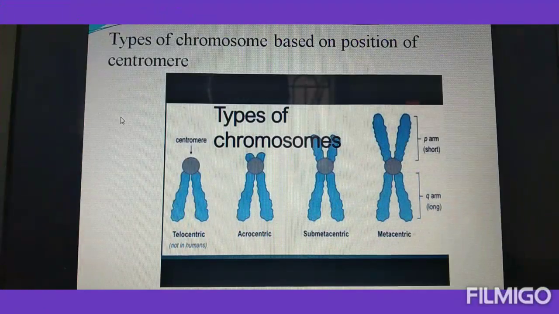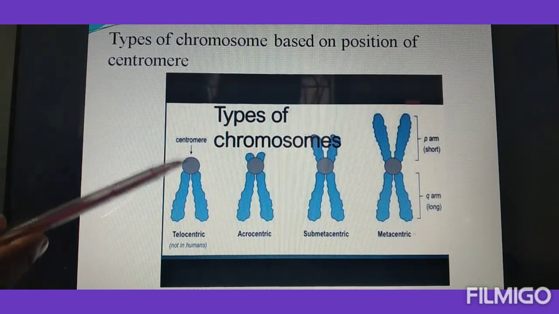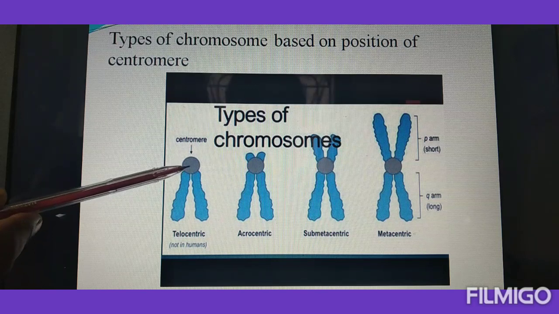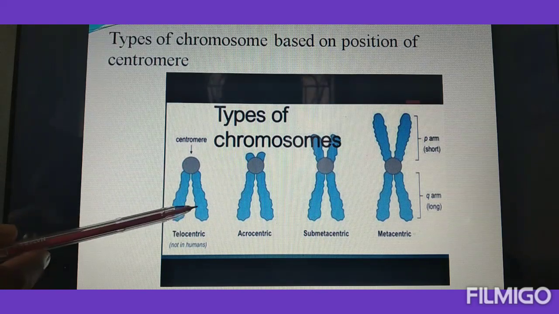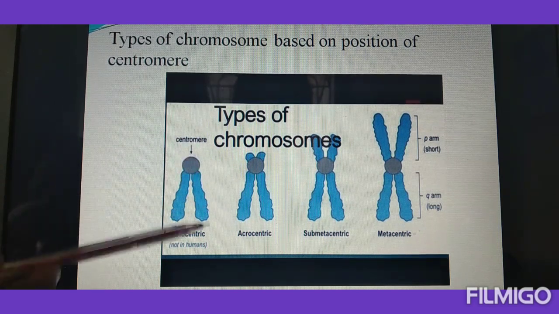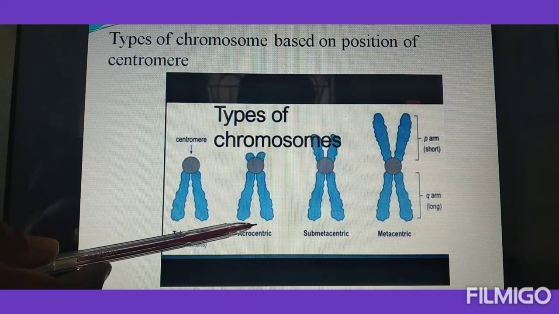This is types of chromosome based on position of centromere. Based on the position of centromere, the chromosomes are classified as telocentric, acrocentric, submetacentric and metacentric. In telocentric, the centromere is present at the very end of the chromosome. They are rod-shaped chromosomes. In the telocentric, the centromere is present at the extreme end.